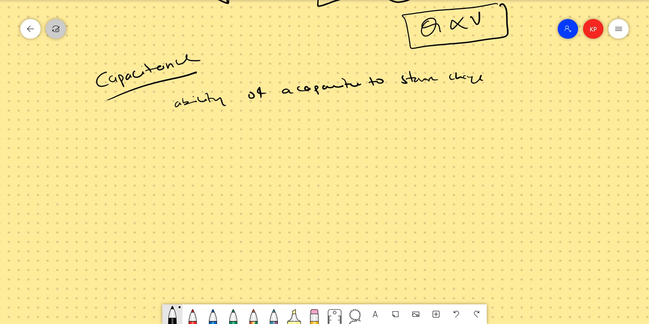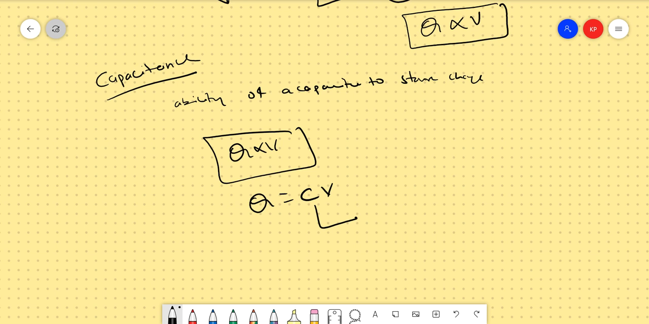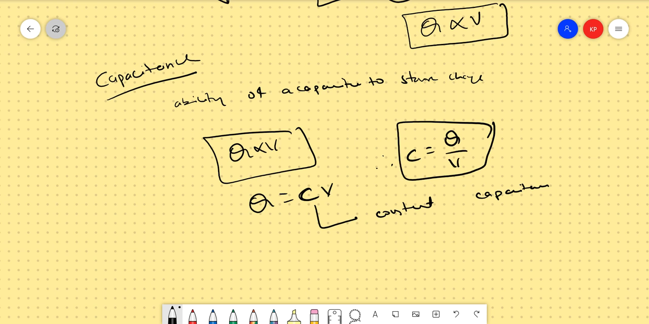Let us take the charge q on each plate of the capacitor. As we have seen before, q is directly proportional to the potential difference between the two plates. So we can write q is equal to C into V, where C is the constant known as the capacitance of the capacitor. Therefore C is equal to q by V. That means capacitance is equal to charge divided by potential difference.